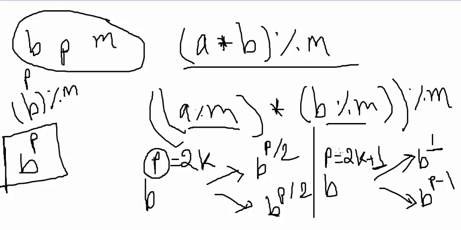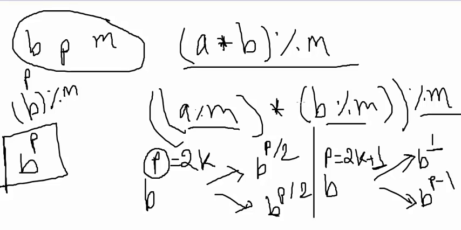Same goes for the case when P is an odd number. In this case, in place of A there will be B to the power 1, and in place of B there will be B to the power P minus 1. We will mod each of them by M, and then we will multiply them, and then we will mod the multiplied result by M.